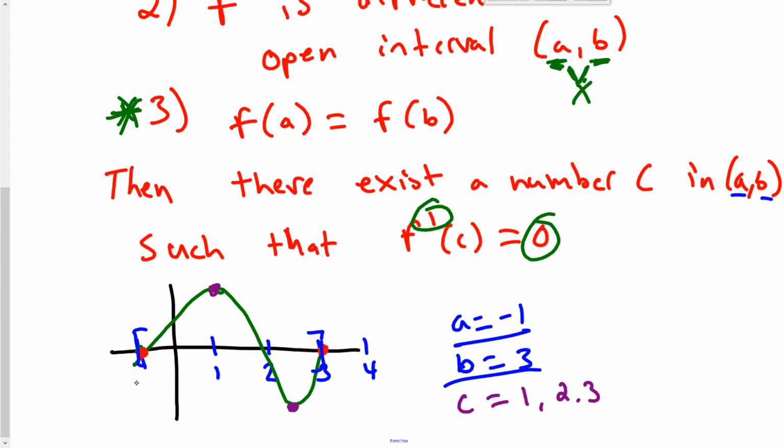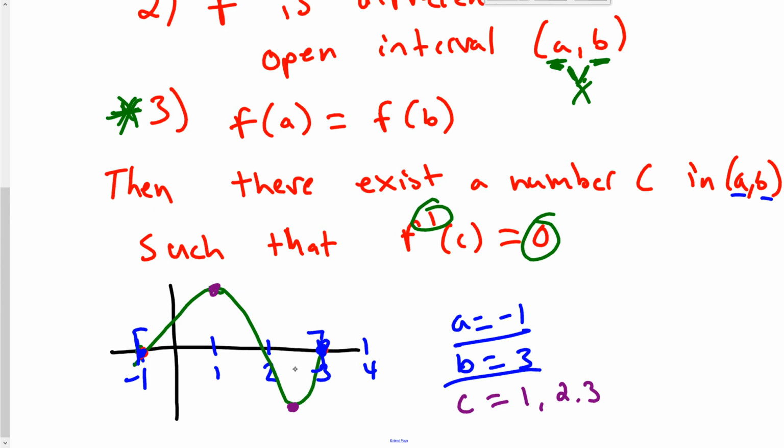And what I'm looking for is f of a equal to f of b, meaning when I plug in my a and I plug in my b, I get the same answer. Both of these get 0 as an answer. So f of a equals f of b.